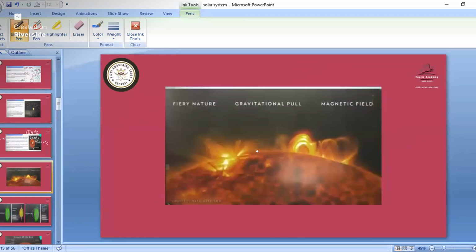Now see, suppose we take this as the sun. The sun is very fiery in nature because of the fusion of hydrogen. Because of that fusion, it is emitting a large amount of energy. So it is fiery in nature, and it has a large amount of gravitational pull.